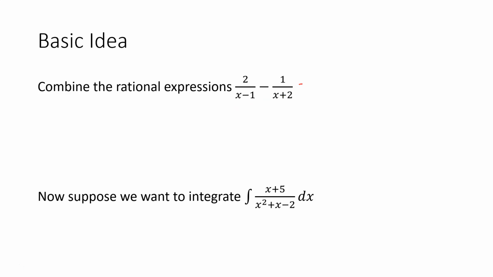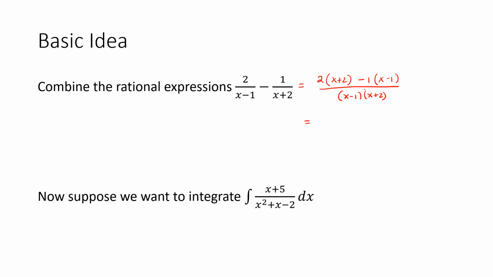So for instance here, of course, we can multiply the first fraction 2 over x minus 1 by x plus 2 over x plus 2, so that it has the same denominator, and then similarly multiply 1 over x plus 2 by x minus 1 over x minus 1 to get a common denominator there. So here our common denominator would be (x minus 1)(x plus 2).